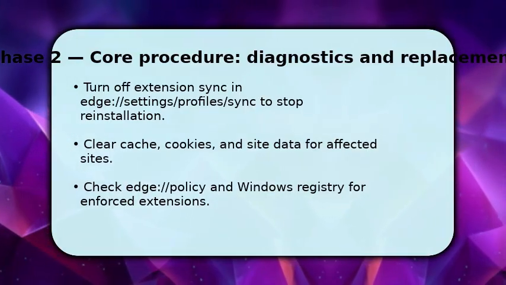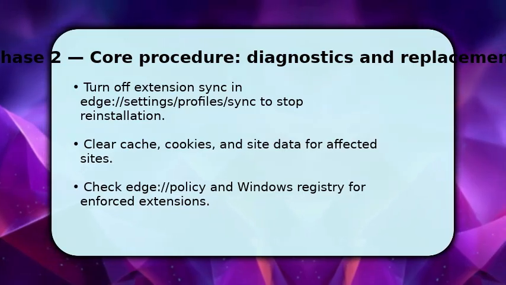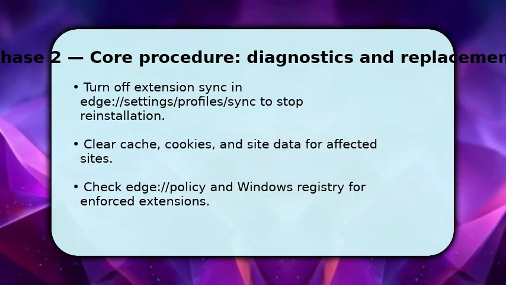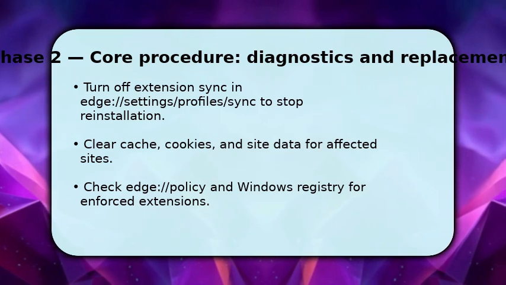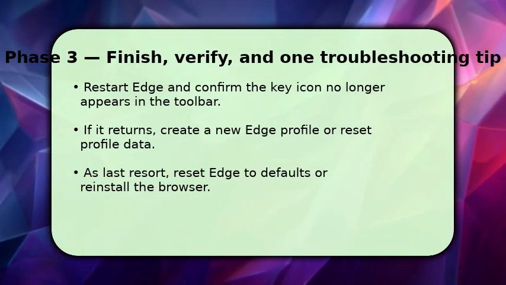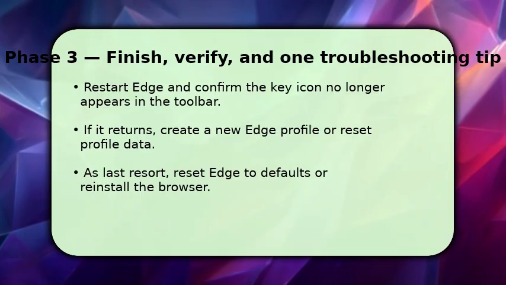If you see a managed extension, you must remove the policy or edit the Windows registry policy key that enforces it. To finish, restart the browser and check the toolbar and address bar. The key symbol should be gone.